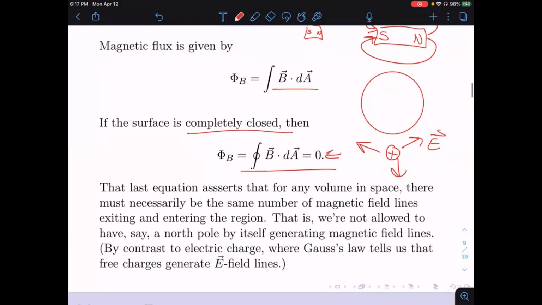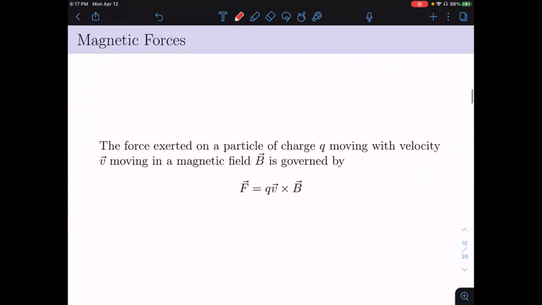So on to the next topic. We had magnetic forces. Remember that there are two equations for magnetic force, both very useful in very specific scenarios. This is the first of two. This is the force exerted on a particle of charge moving with some velocity in some magnetic field.